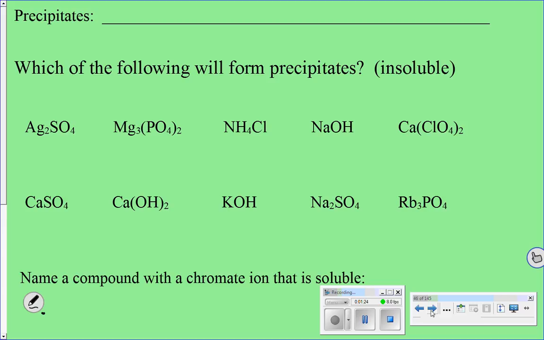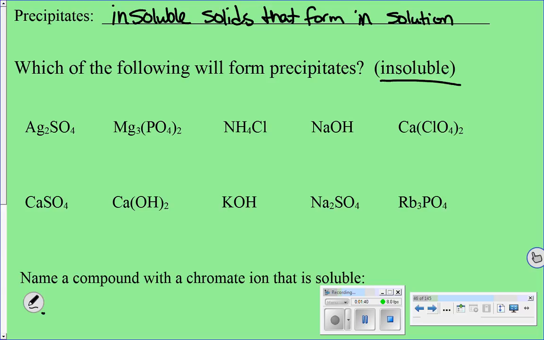Precipitates, again, are insoluble solids that form in solution. So what you need to be able to do with table F is determine if something will be soluble or insoluble. So we're going to look at each of these and determine if they form precipitates or not.